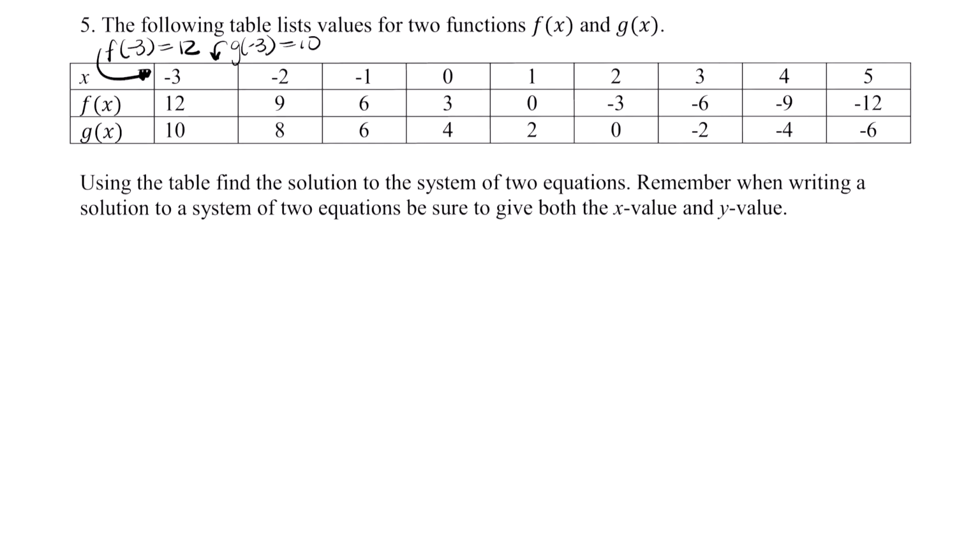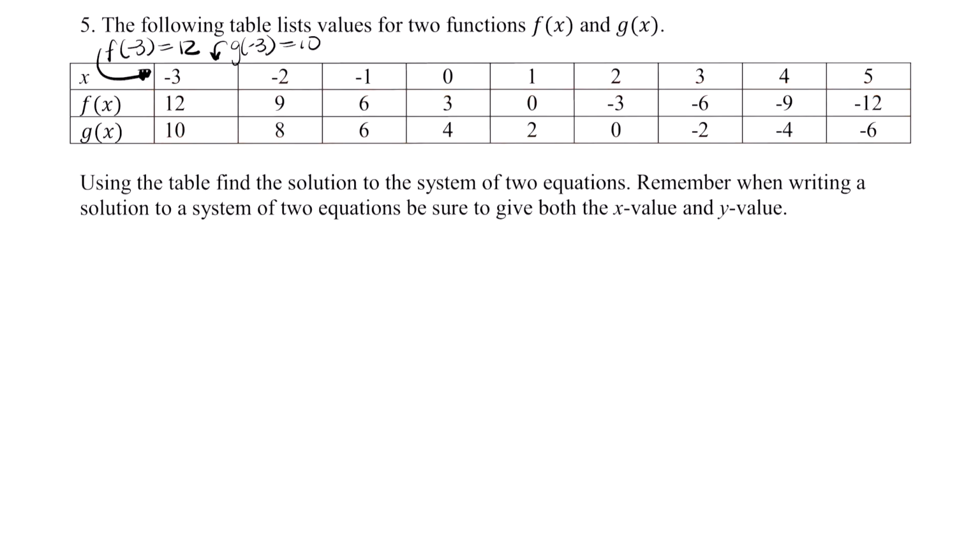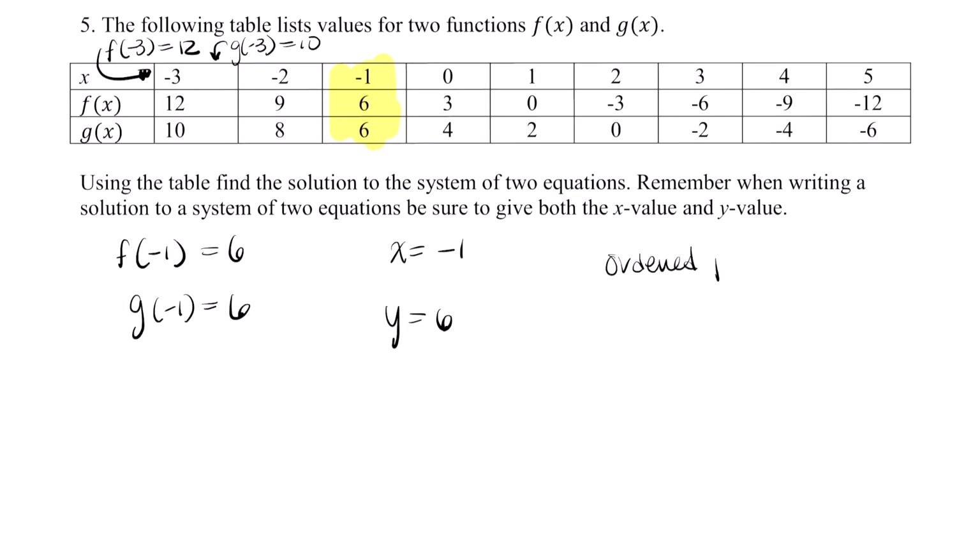And so what you're looking for are any places here that match or maybe come really close to matching. And we'll get more into that in the next example. For now, are there any spots that match? Here, both f and g have an output of 6. So f of -1 equals 6, but g of -1 also equals 6. So the solution is x equals -1, y equals 6. And as an ordered pair, we have -1, 6.